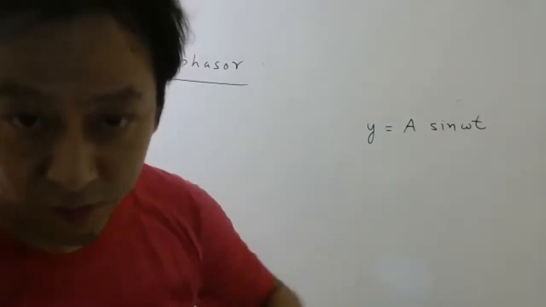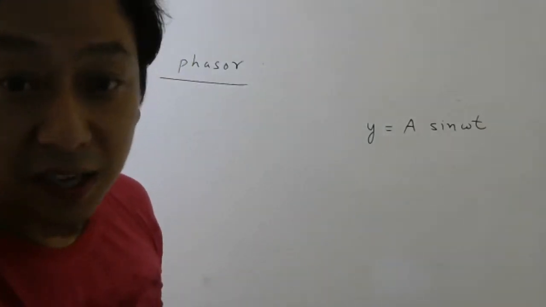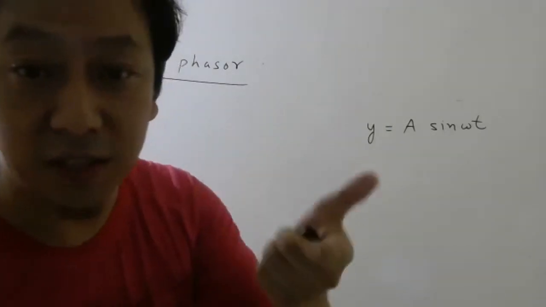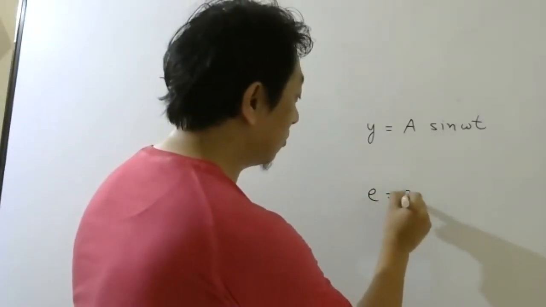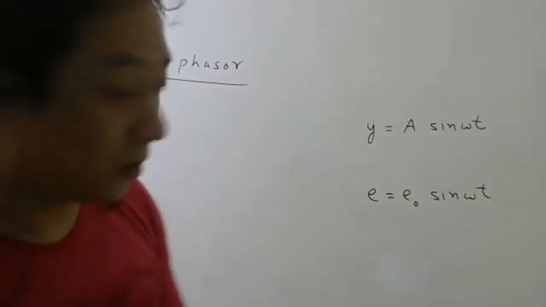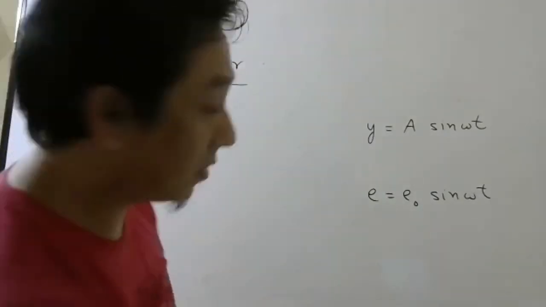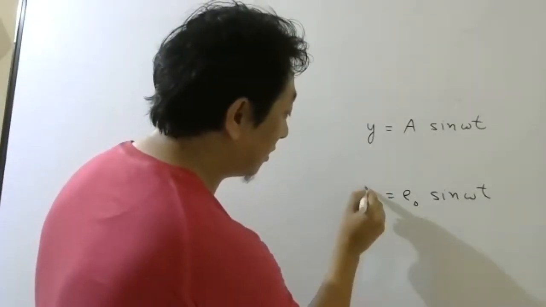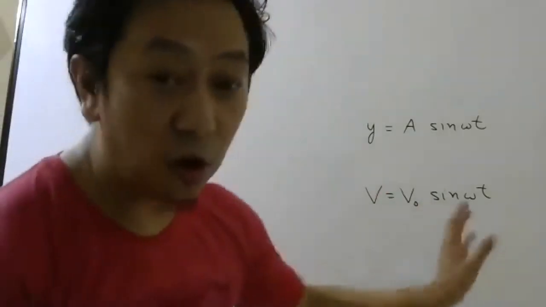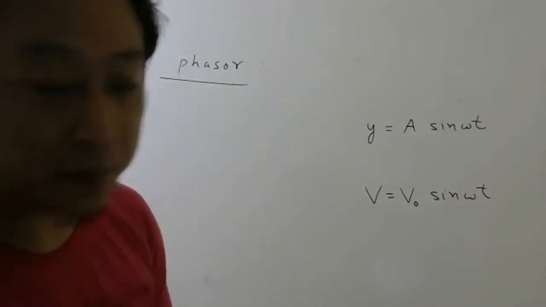Yes or no, students? For example, when we did AC generator, our voltage was alternating. So how was the voltage written? E equal to E naught sine omega t. Yes or no? And from today, in this chapter, for voltage we will write V. So this is how alternating quantities will be represented.